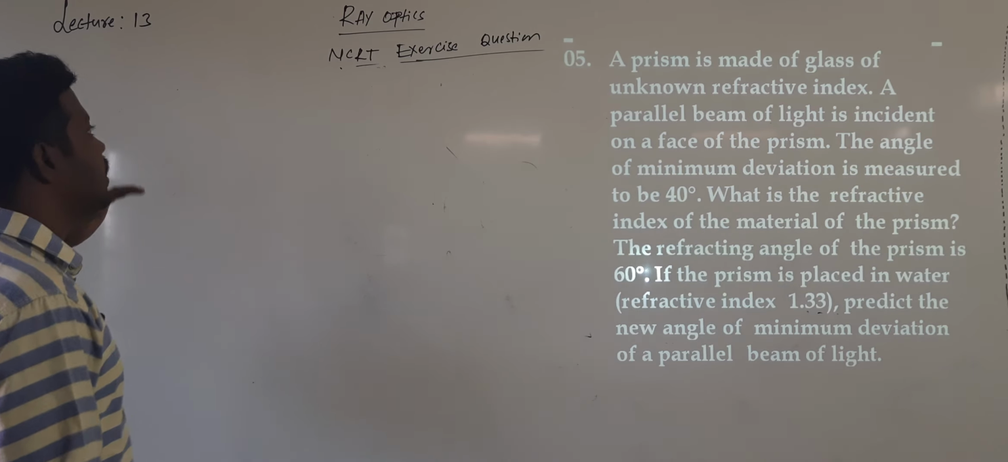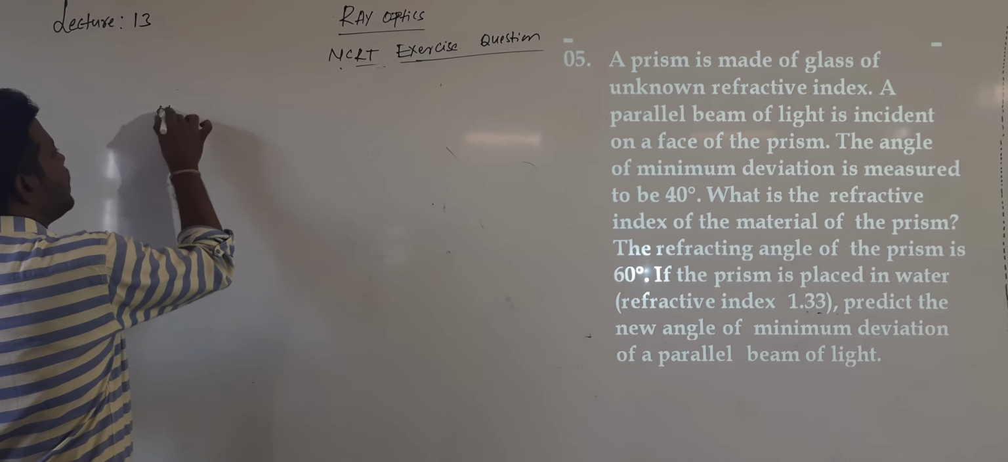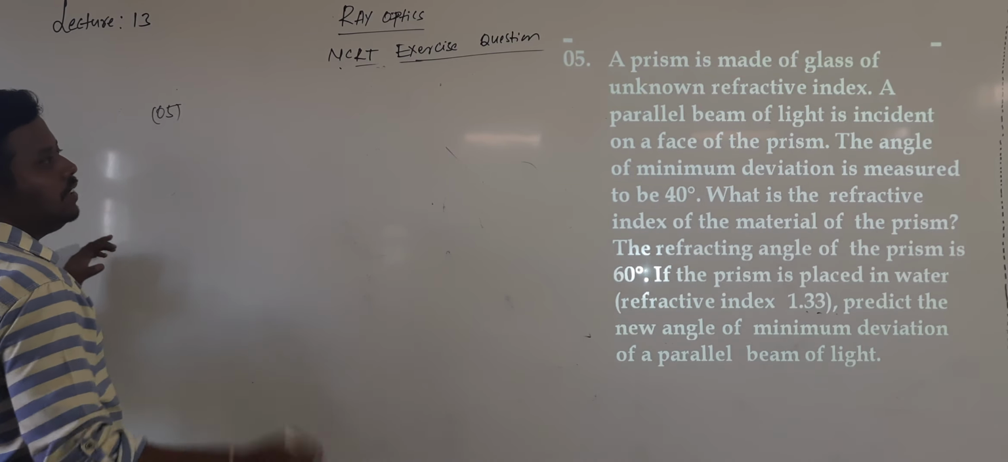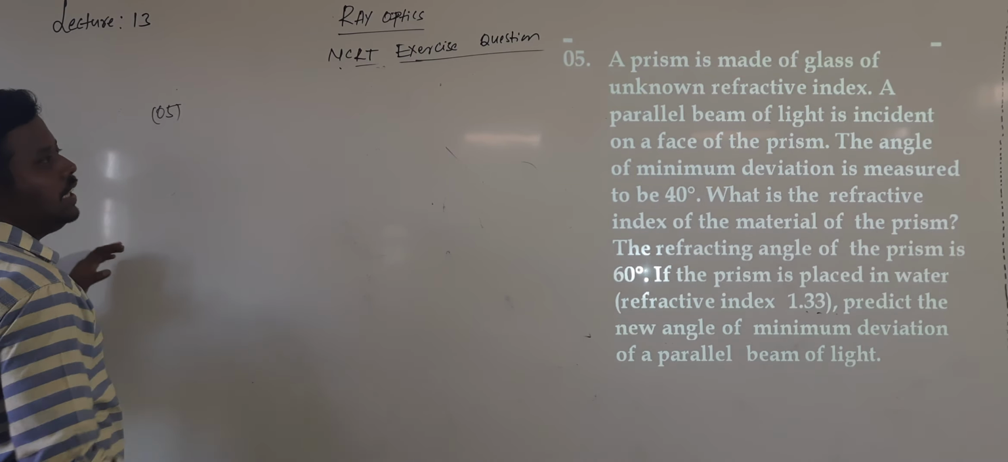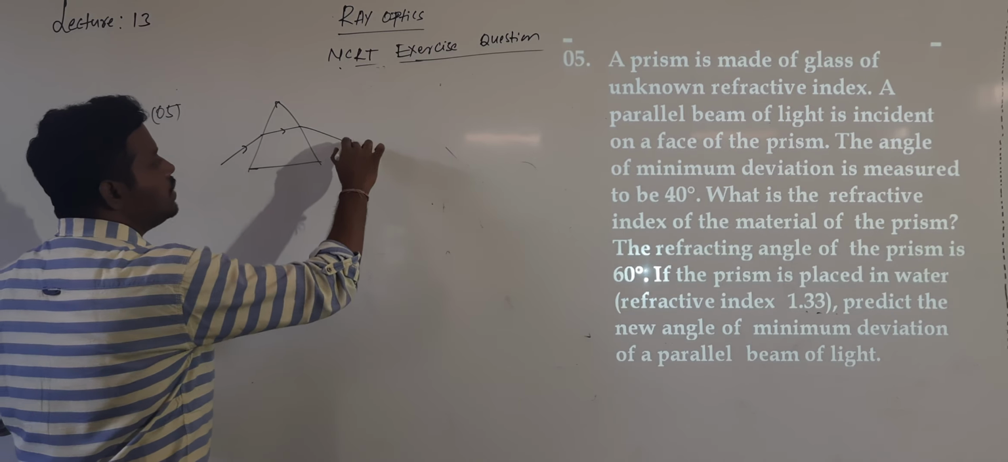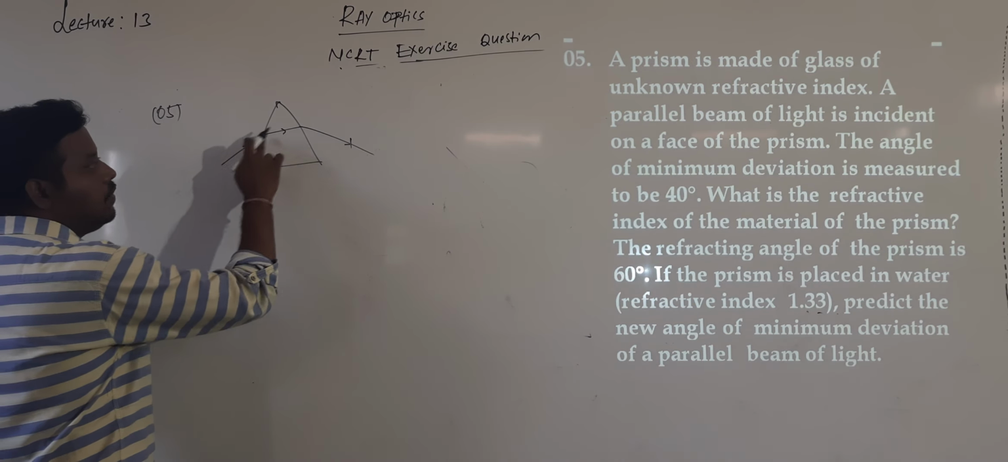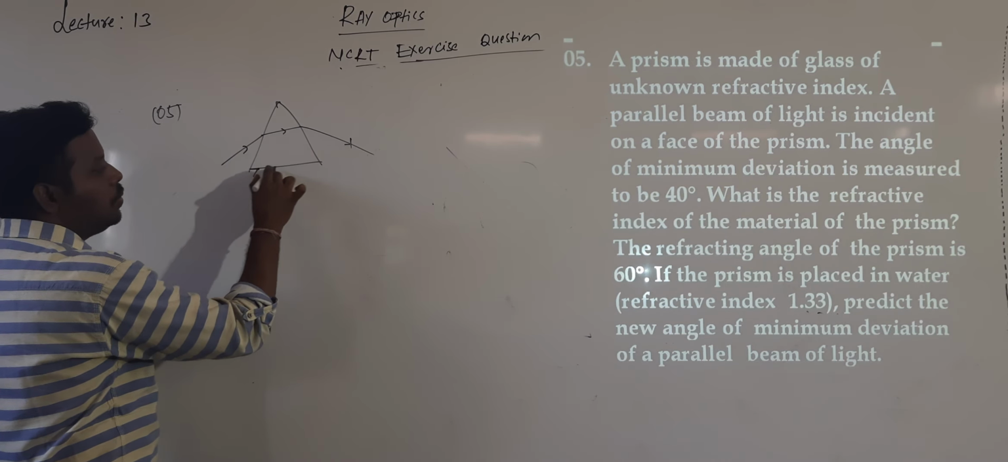This is a question based on the prism. For prism problems, we compulsorily need the clock table. So the prism is given, okay? The prism of unknown refractive index. A parallel beam of light is incident on a face of a prism. So angle of minimum deviation. Now one light ray is incident on the prism, and the prism is in the minimum angle of deviation condition. How do we know the prism is in minimum angle of deviation? The refracted ray is parallel to the base of the prism.